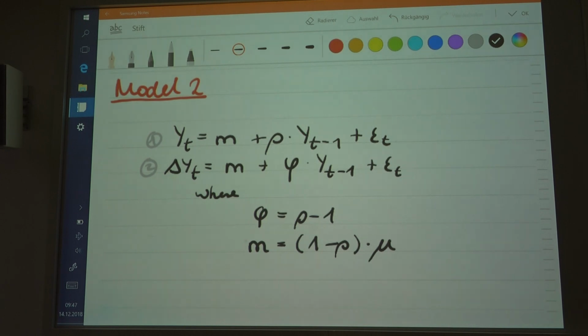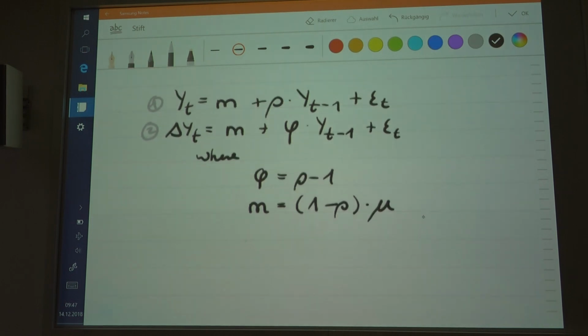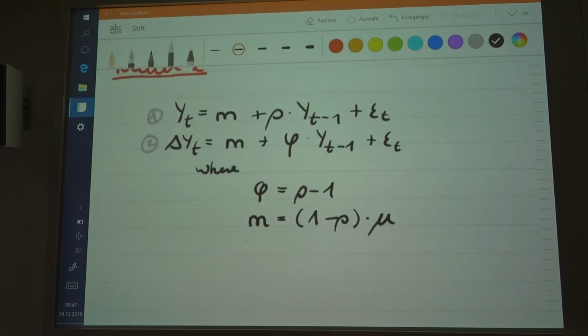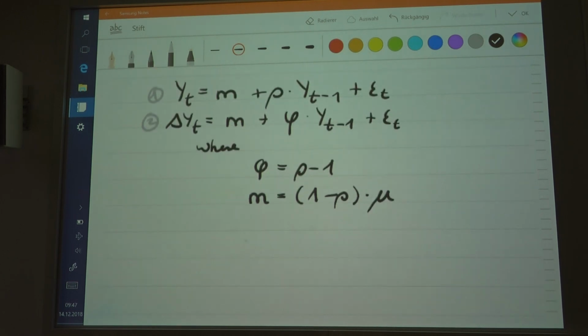This is just a reparametrization of the process, in order to have basically one hypothesis regarding just one parameter. So if rho is equal to 1, then the constant will be equal to 0. And if rho is not equal to 1, then the constant will not be 0. That's it.